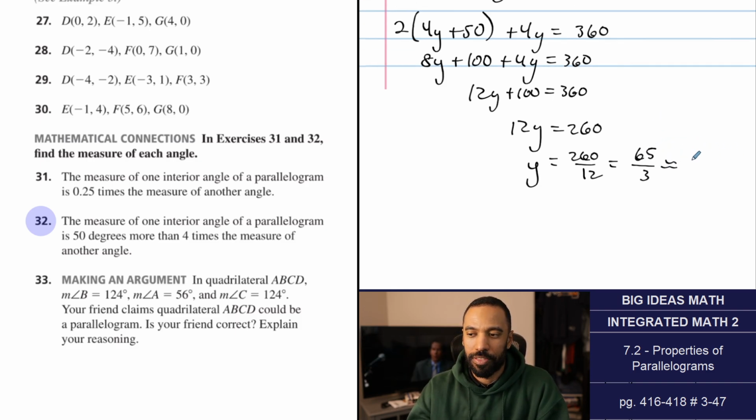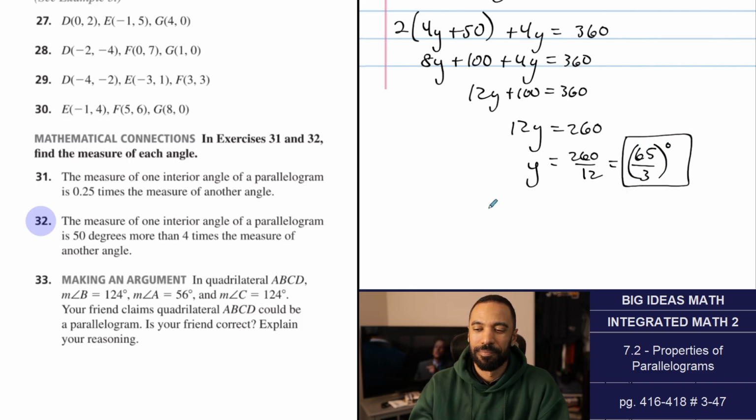If I did any sort of thing to it, if I did rounding, I would say it's about 21.6 repeating, like that. 65 thirds is also fine. I'm good with a fraction. You're good with a fraction. So there's the degrees for that guy, for y.